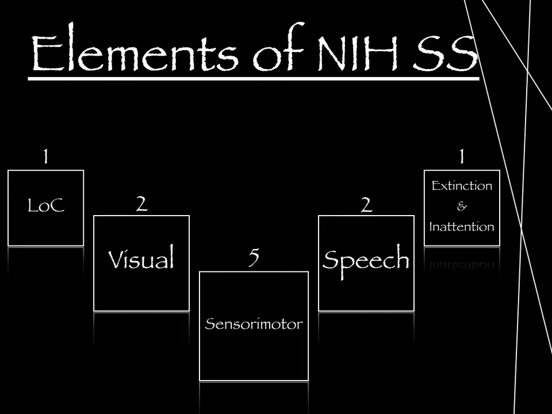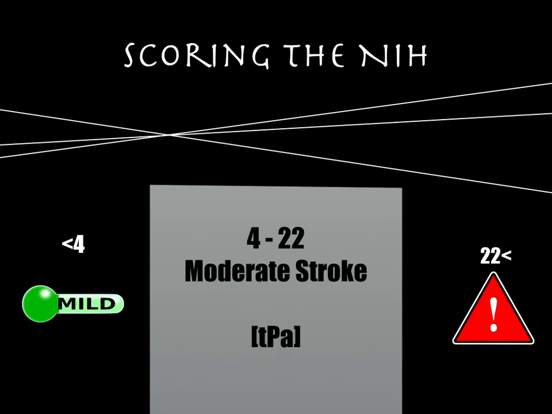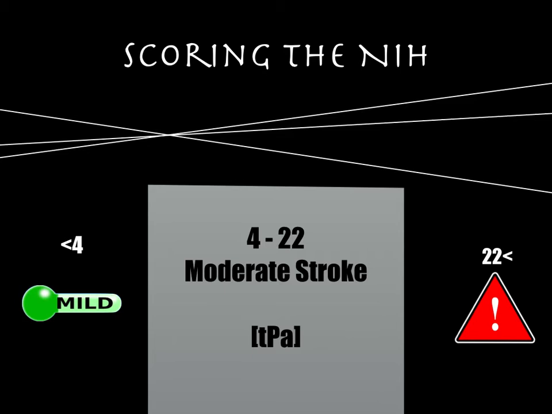And what's important for you to know at this point, because everybody looks this up when we do it, you have a sheet and you follow the instructions. What's important is you know what's bad and what's good. If the score is less than 4, it's considered a mild stroke. If it's greater than 22, it's a severe stroke. And this is all important because this determines who gets TPA. And anybody between 4 and 22 is considered to have a moderate stroke, and they meet criteria for TPA, at least regarding the NIH stroke scale.